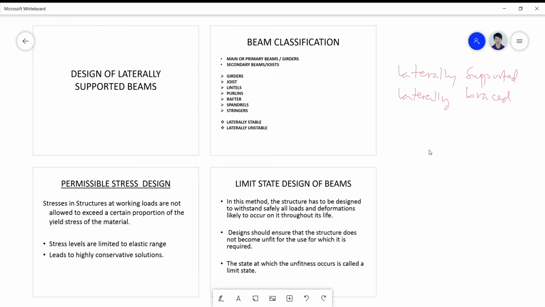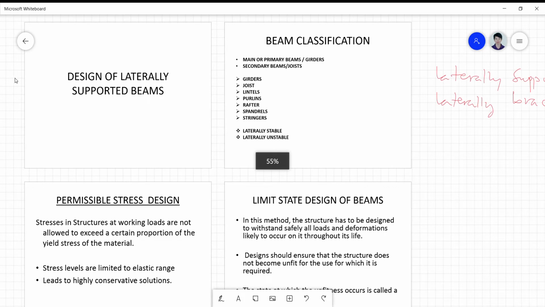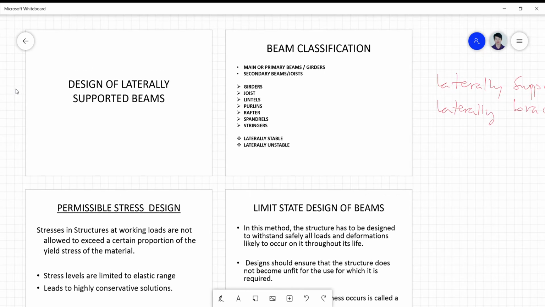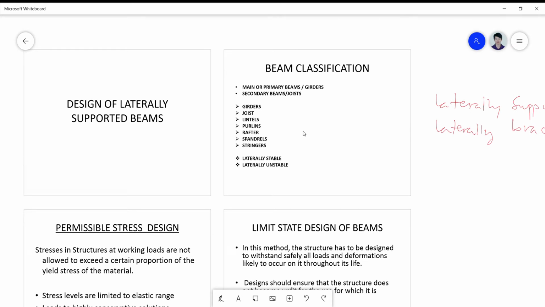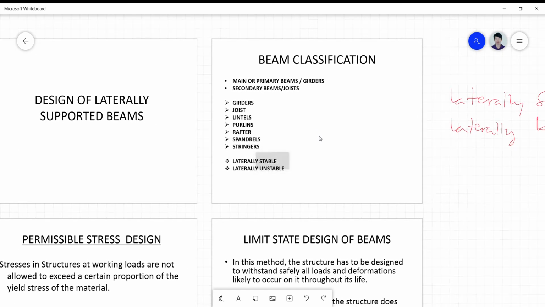Okay, so let's now talk on some terms used for the design of laterally supported beams. For the beam classification, we take note that we have some classification according to the importance of the member, if it is a primary beam or a girder, or simply a secondary beam or a joist. Of course, when we talk of importance, the beams and the girders are more important than the secondary beams because they are loaded heavily and they are supporting more parts of the building.